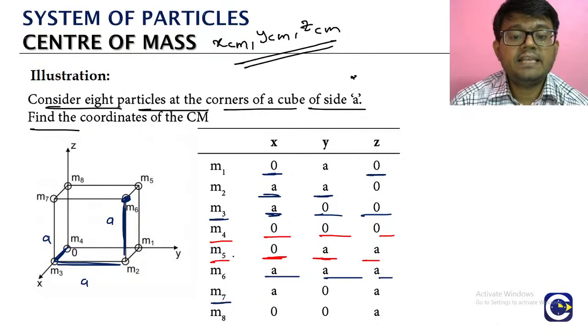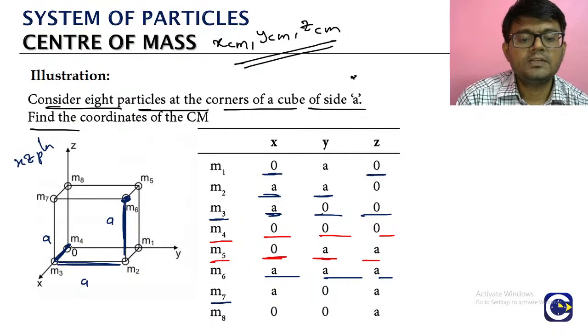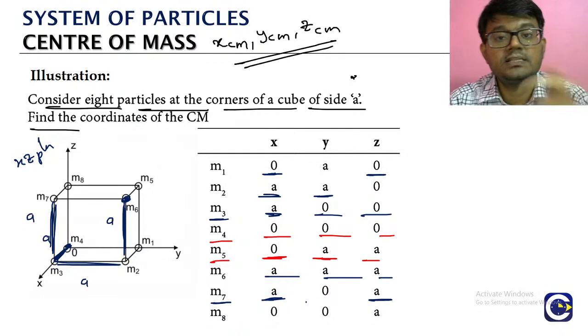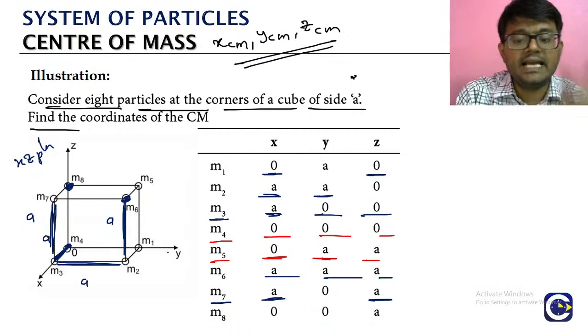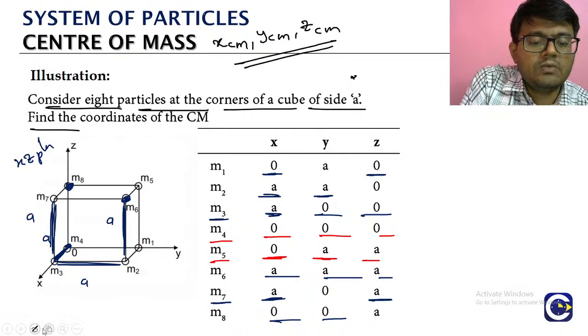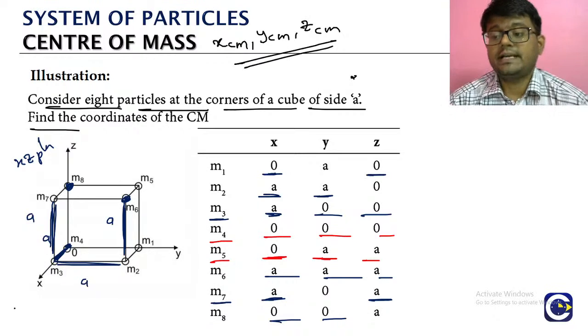M7. Where is M7? M7 is on the XZ plane. Look at M7. Okay. So we have to cover a distance A along the x-axis and A along the z-axis. So M7 is what? A x coordinate, A z coordinate, y is 0 because it is on the xz plane. Last, M8. M8 is on the z-axis. X coordinate 0, y coordinate 0. Only there will be what? The z coordinate. That's it, right?